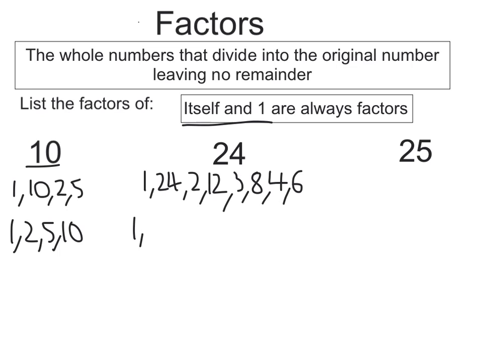Now, if we write those out in order, we get our factors as those ones there. Hopefully I haven't missed any off. 1, 2, 3, 4, 6, 8, 12, and 24.